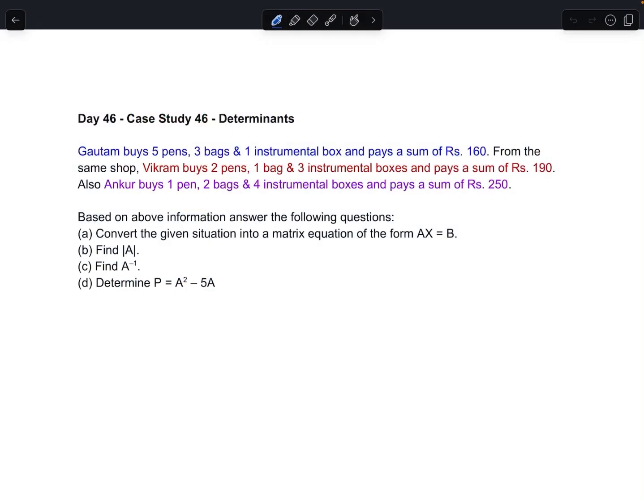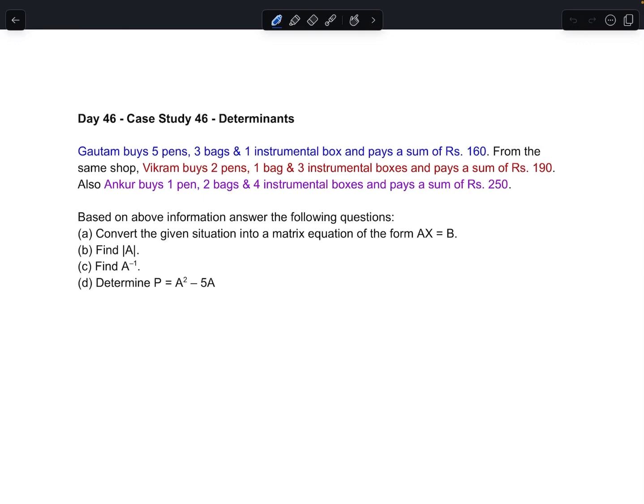The question goes like this. Gautam buys 5 pens, 3 bags and 1 instrumental box and pays a sum of rupees 160. From the same shop, Vikram buys 2 pens, 1 bag and 3 instrumental boxes and pays a sum of rupees 190. Ankur buys 1 pen, 2 bags and 4 instrumental boxes and pays a sum of rupees 250. Based on the above information, answer the following questions.